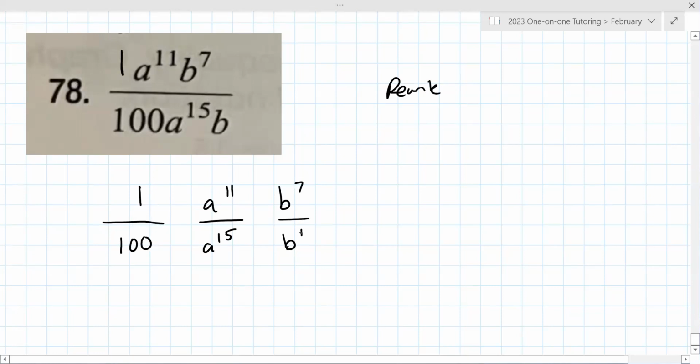Now notice all the exponents are positive. Do you agree with that? So you don't move them. There's no reason to move them. You're sort of forced into subtracting. Do you know what I mean by that? So this middle one is 11 minus 15. Next one on the right is 7 minus 1.